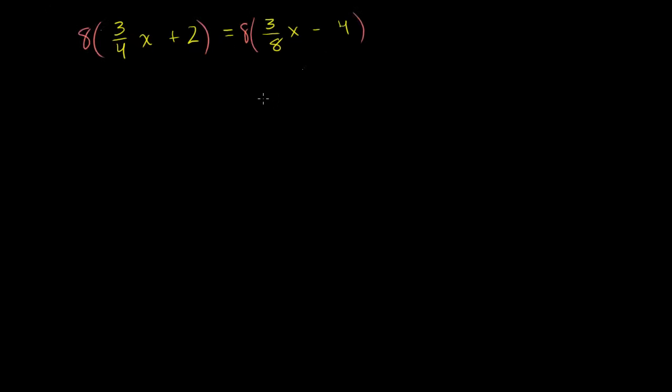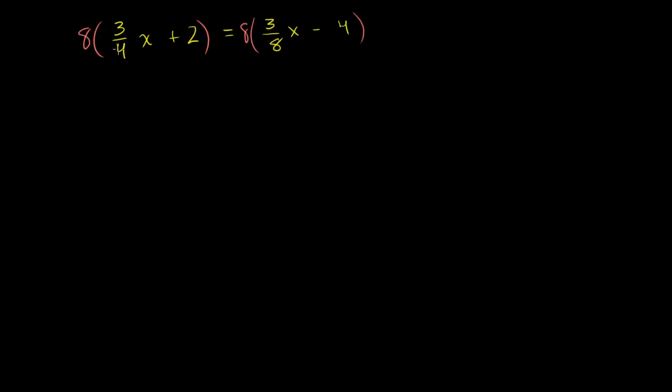And you say, hey, Sal, how did you get 8? I got 8 because I asked, what's the least common multiple of 4 and 8? Well, the smallest number that is divisible by both 4 and 8 is 8. So when you multiply by 8, it's going to get rid of the fractions. And let's see what happens.